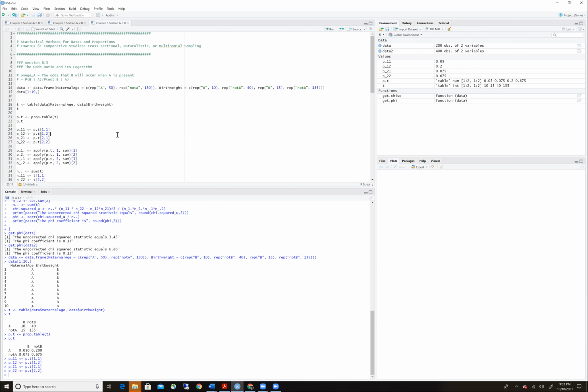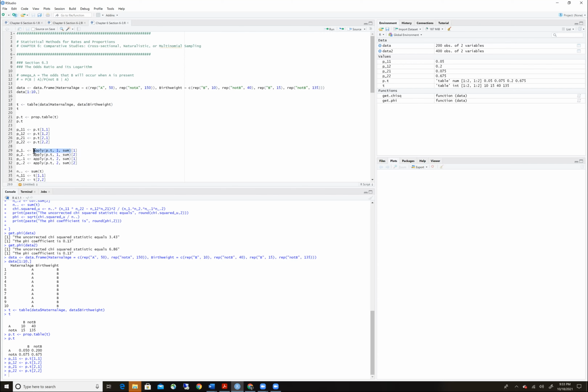We then can get the marginal proportions, P1 dot, P2 dot, P dot 1, and P dot 2 using the apply function. So remember in the apply function that this second piece will tell us whether or not you're doing this to the rows or columns. 1 is for rows, 2 is for columns. In this case, we're taking the sum of the proportions. So I'm getting the row sum here. And since I want P1 dot, I'm going to pick off the first element.